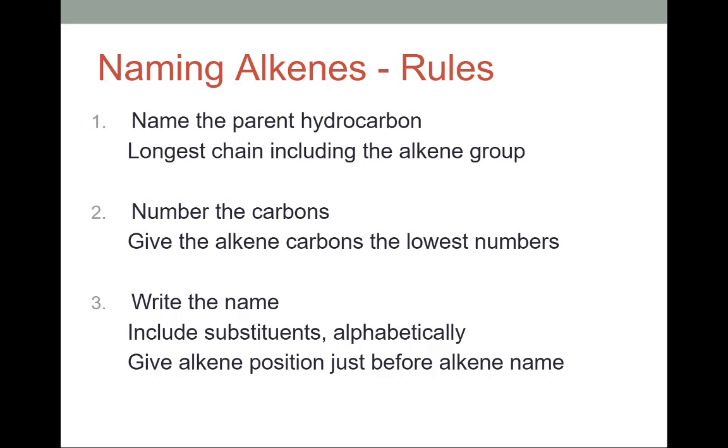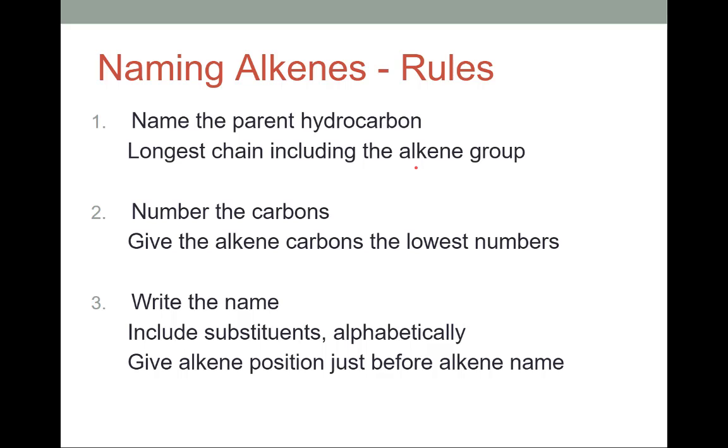Alkenes are going to be named just like alkanes were, in that we'll name the parent hydrocarbon. It's going to be the longest chain. We're going to number the carbons so that we get the lowest numbers for our substituents, and we're going to write the name out like we did before with punctuation. However, with alkenes, the longest chain must include the alkene group. Okay, so the alkene gets precedence here.